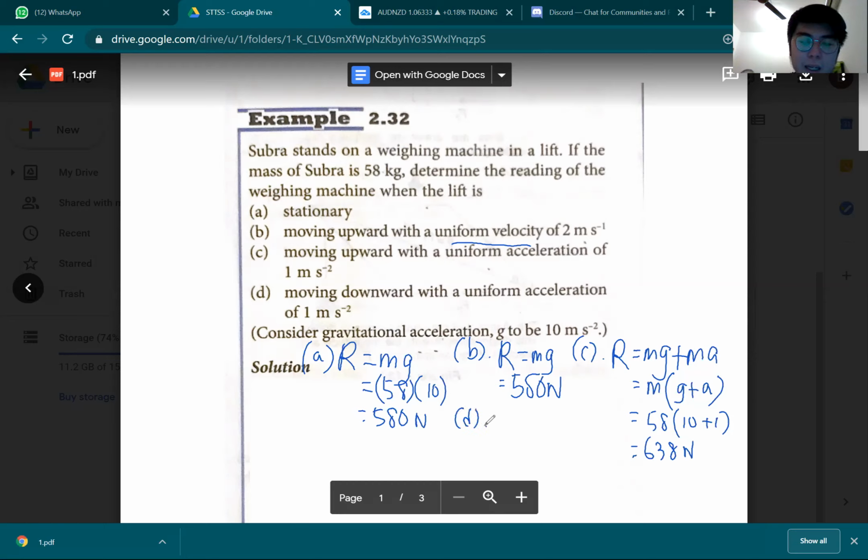And the last one, D, moving downward with uniform acceleration. It's the same thing, so use R equals mg minus ma. You can do your own derivation, or you can straight away memorize this one. I don't recommend memorizing because I don't like memorizing. You can do your own revision on how to get this. But if you want to save time, of course memorizing sometimes saves time, so straight away you can write this. So equals m times g minus a, 55 times 10 minus 1. For D, if you calculate, you will get 495.